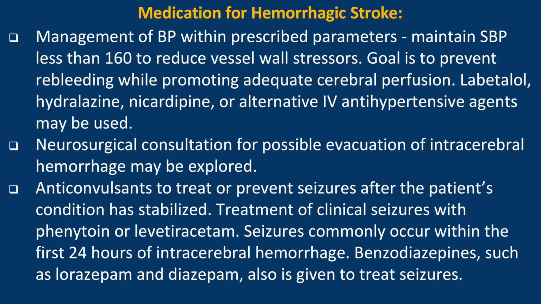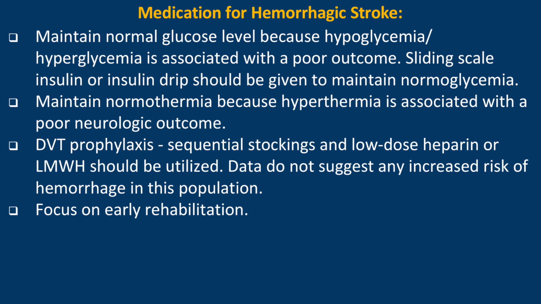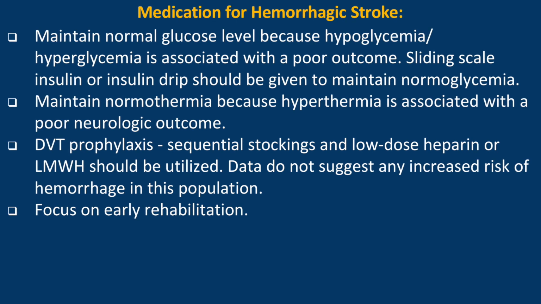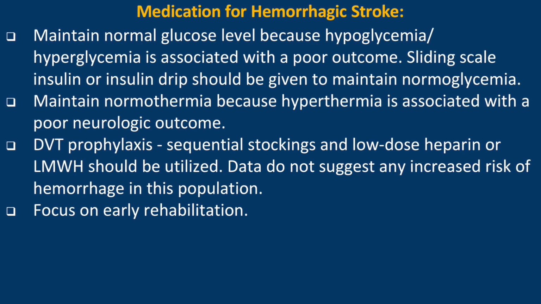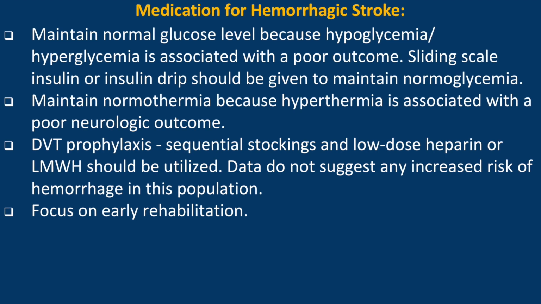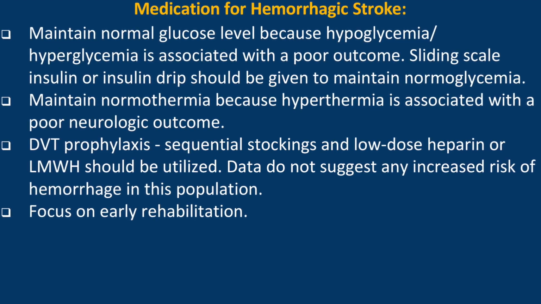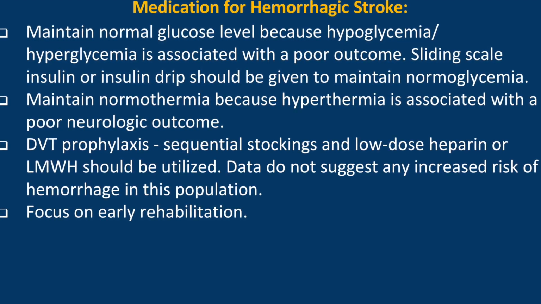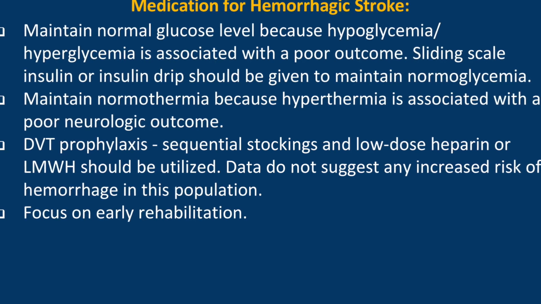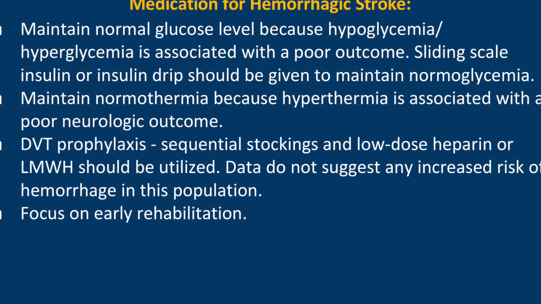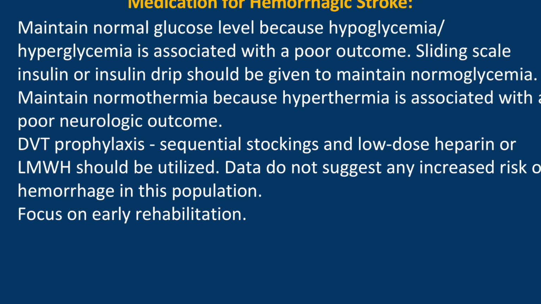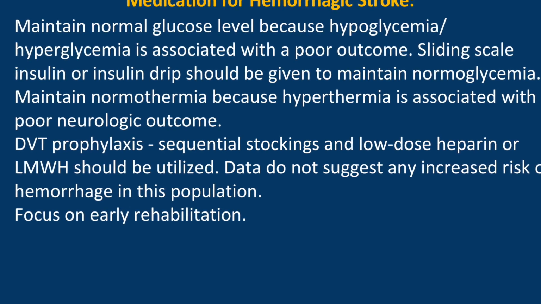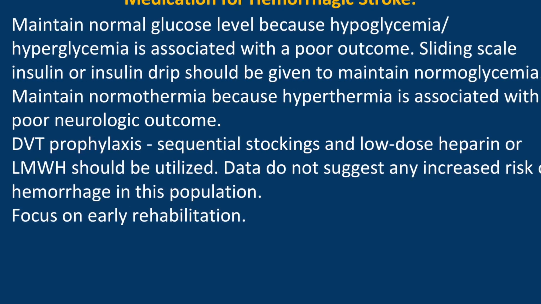Benzodiazepines such as lorazepam and diazepam are also given to treat seizures. We have to maintain normal glucose level because hypoglycemia is associated with a poor outcome. Sliding scale insulin or insulin drip should be given to maintain normoglycemia. Maintain normothermia because hypothermia is associated with a poor neurologic outcome.